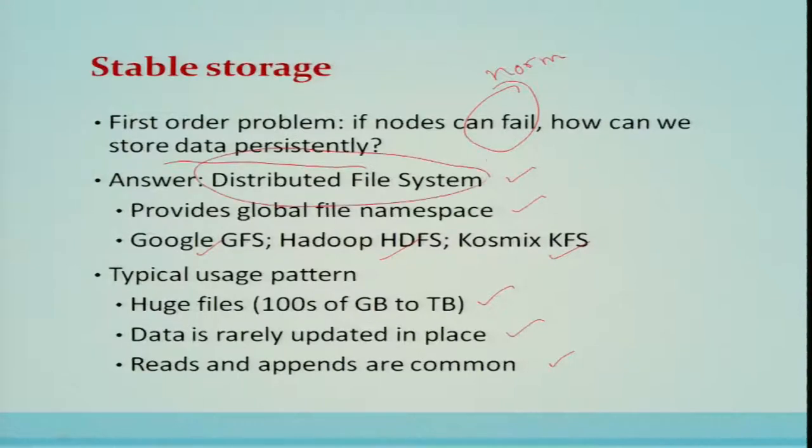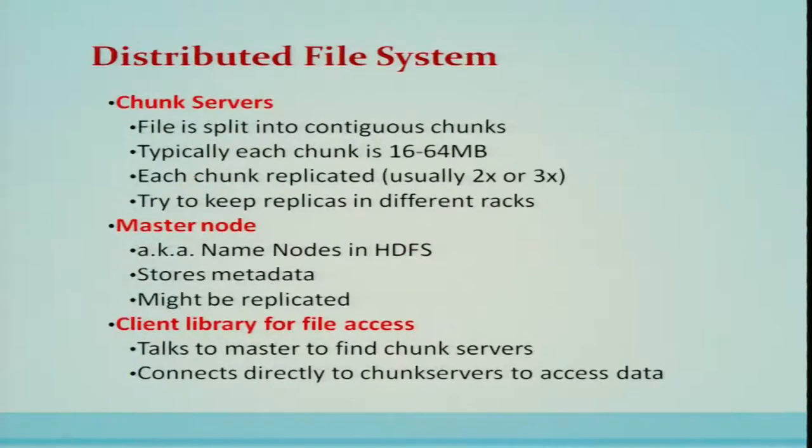So we assume there is a distributed file system like the Google File System or HDFS in place, which will ensure stable storage. That is, fault tolerance is already in place within that system, and failures and faults will be handled accordingly. A distributed file system comprises file chunk servers, master nodes, and a client library for file access.